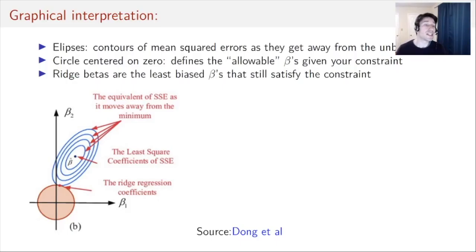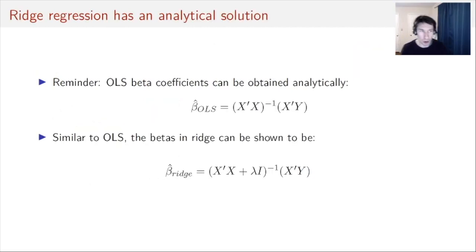So once again, the ellipses are the contours of the mean squared errors as they get away from the unbiased beta hat. The circle is centered on 0 and it defines the allowable betas given the constraint that you have. And so the ridge betas are going to be the least biased betas that still satisfy this constraint. So they're going to be the ones at the tangent. So that was for the graphical intuition. Now, mathematically, ridge actually has an analytical solution.